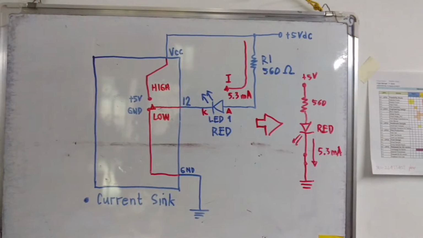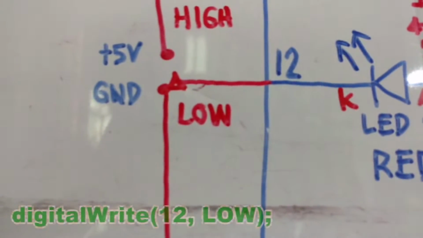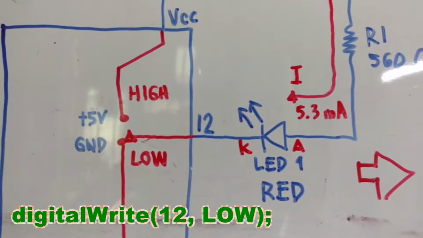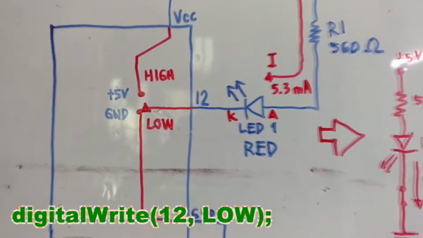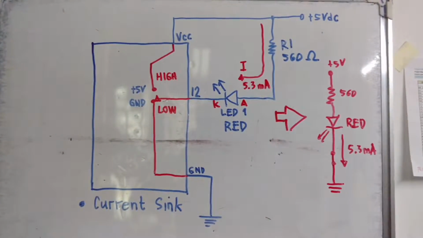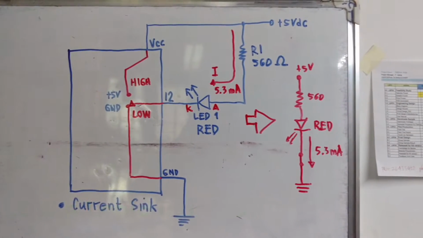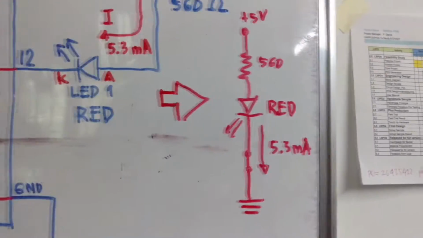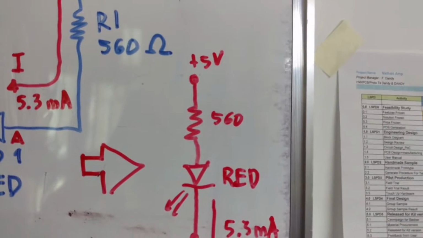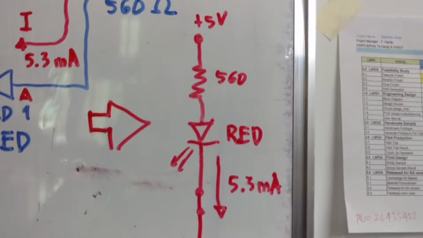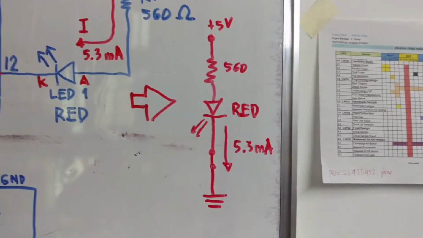In our program, if we instruct pin 12 to go low, that means digitalWrite at pin 12 is LOW. We can see that the cathode now is connected into the GND, and there is a continuous flow of current. So the equivalent circuit therefore is this one. We have plus 5 volts going down to a 560 ohm resistor, going to the red LED and to the ground, and there is a closed loop.